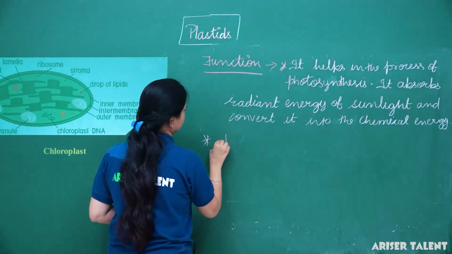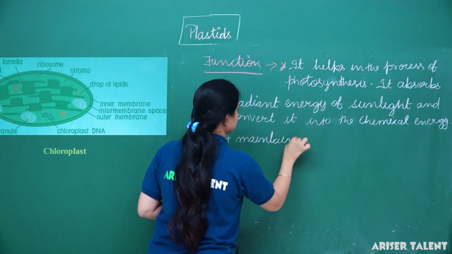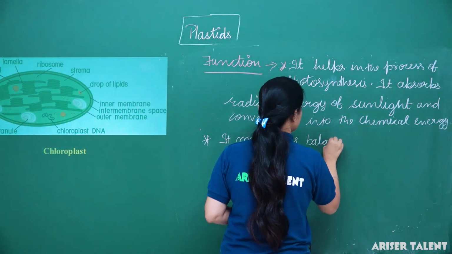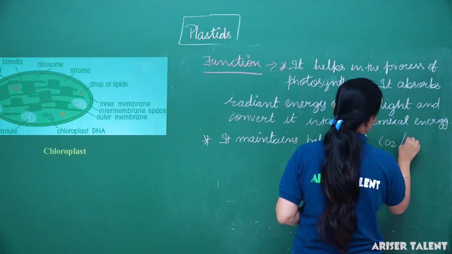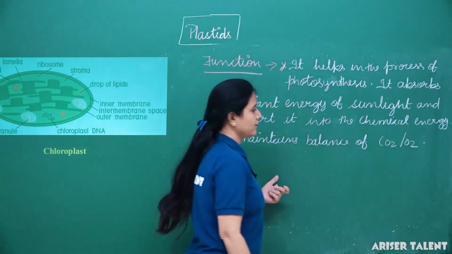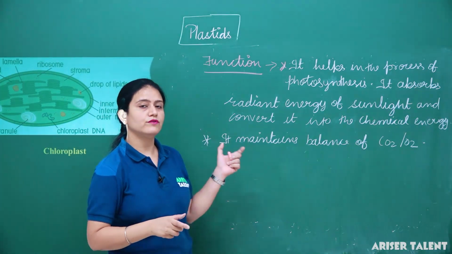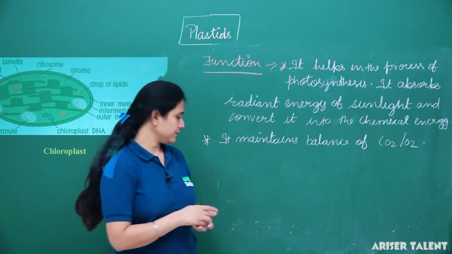It maintains balance of carbon dioxide and oxygen in the cell. Okay. So, thus we can say it maintains the balance of carbon dioxide and oxygen. Clear? So, it was all about the chloroplast. Now, we will talk about chromoplast.